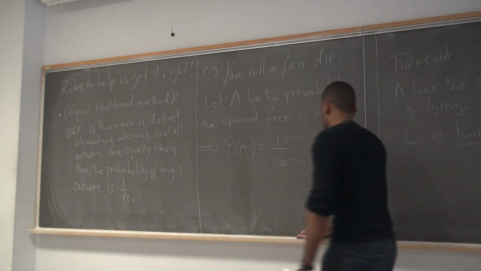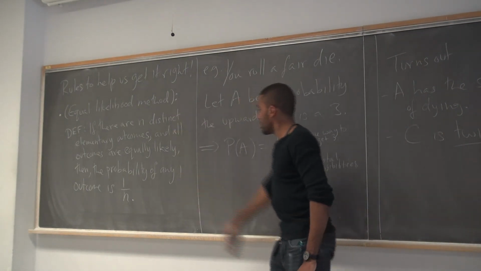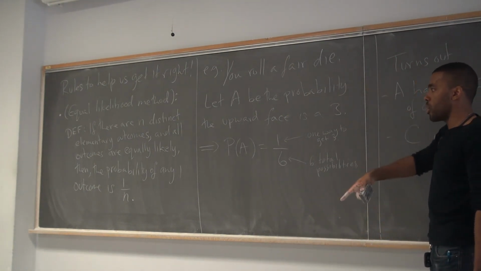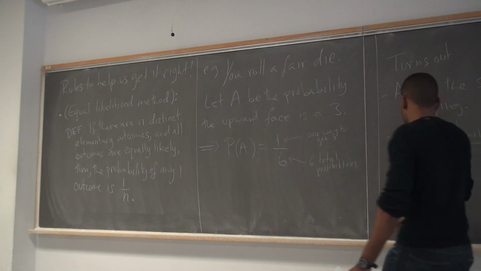So that's an idea of the equal likelihood method. You figure out everything has the same chance of happening, then for any one thing to happen, it's just 1 over the total.